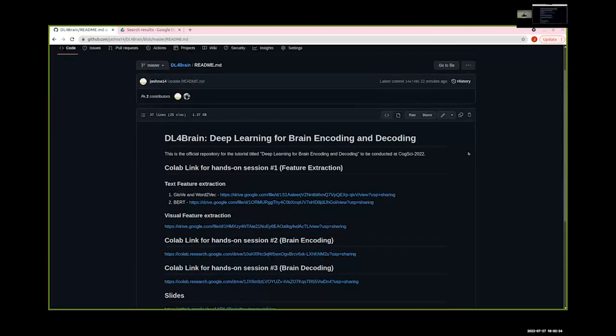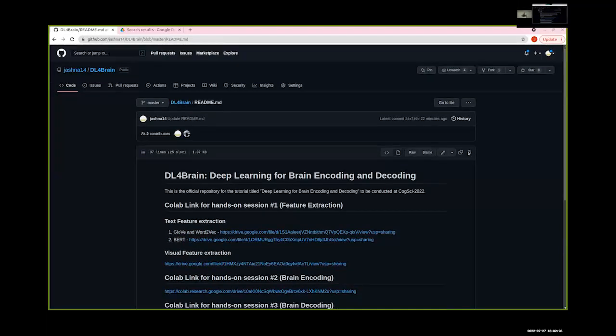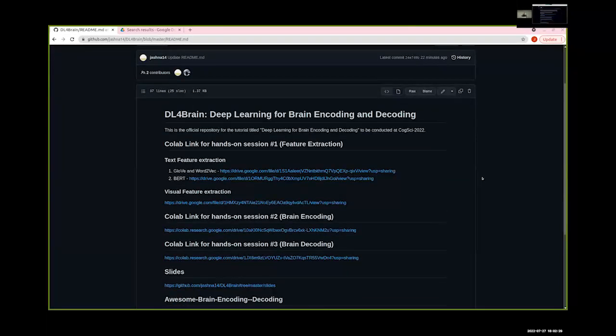Yes, I want to mention that the hands-on portion of this part is much shorter than the previous hands-on. And I think the plan is to reconvene at 1:30 after lunch for the decoding part, if you need to go.